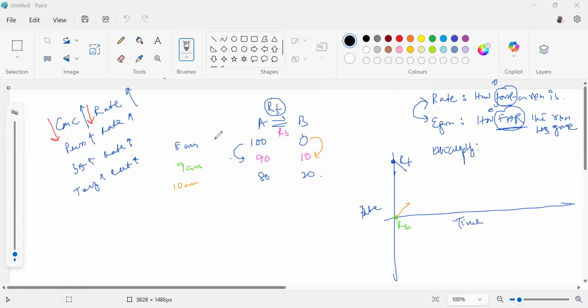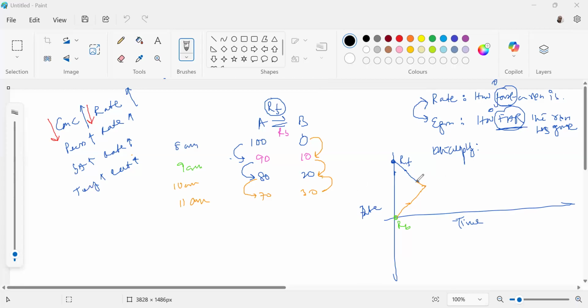Now, what happens? The rate of the forward reaction will decrease or increase? Decrease. And the rate of the backward reaction will decrease or increase? Increase, right? Clear? Now, again, you have gone to the lab around 11 a.m. Now it is 70, 30, right? So the forward reaction will decrease again, and the backward reaction will increase, right?